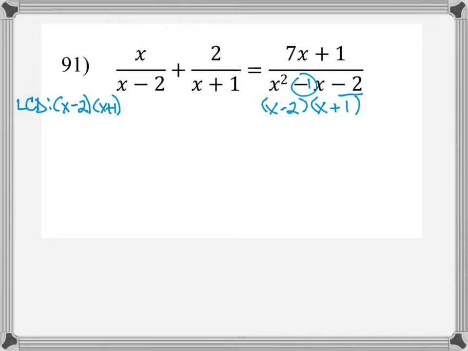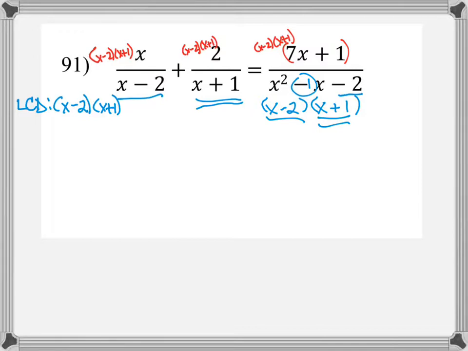Just like before, we're going to multiply all of our terms, all three terms here, by our LCD. So I'm going to multiply my first term by x minus 2 times x plus 1, my second term by my LCD, and my third term by my LCD.